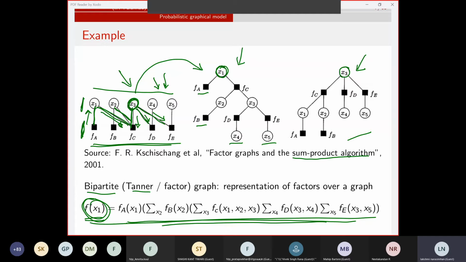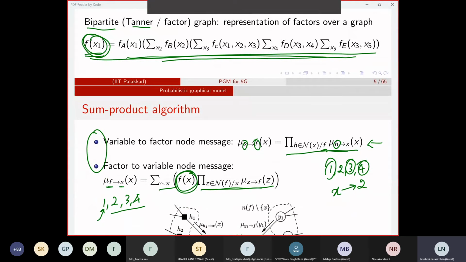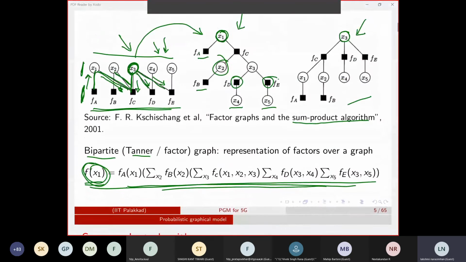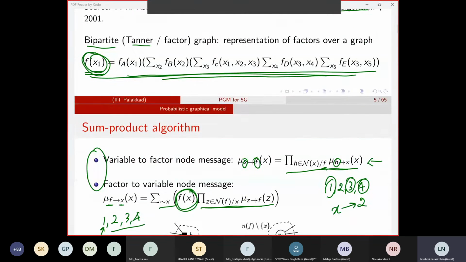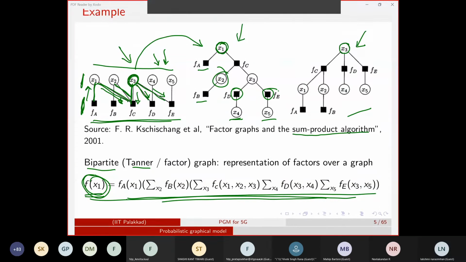Now from that, we can compute the messages that are going to fe, fd, and x2 and x1. So what will be the message at fd and fe? This is a variable to factor node message. Because it is a variable to factor node, it is just a product of whatever is computed at x4 and x5. Okay.